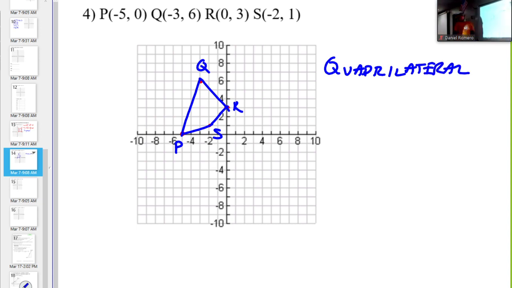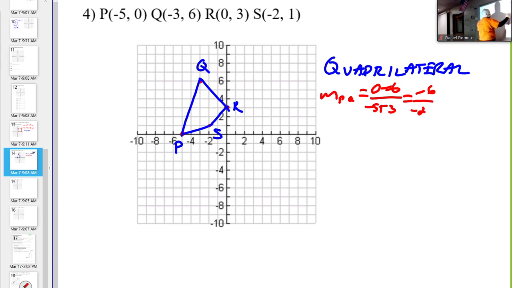I would do slope formula just to prove it. Let's just do all the slopes to show that really none of them are going to match. So let's do the slope of PQ. So 0 minus 6, negative 5 plus 3, negative 6 over negative 2 is 3. PQ over here, the slope is going in the positive direction and it's a slope of 3.